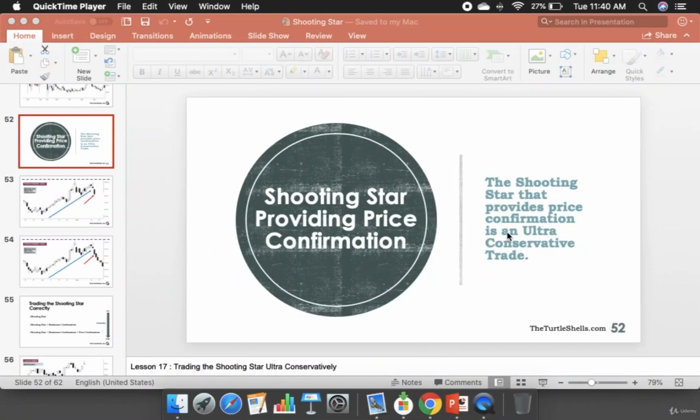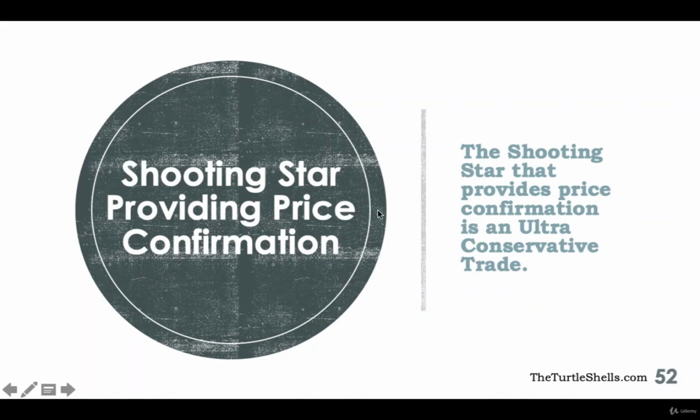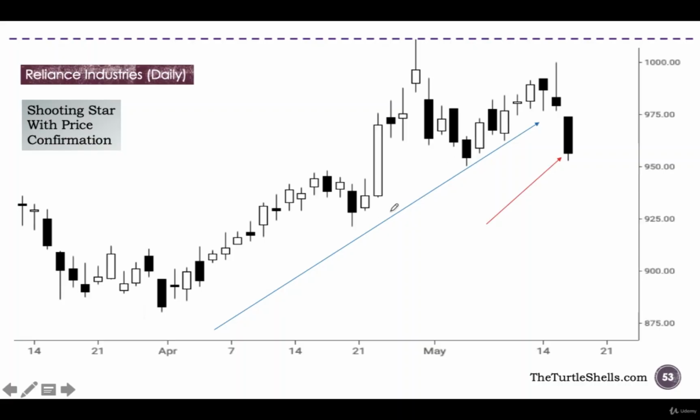So now let us have a look at the shooting star with price confirmation. So we have looked at the standalone shooting star. We have looked at a shooting star that confirms prior resistance. Now we look at the shooting star that provides price confirmation. That is called an ultra conservative trade. So you have a nice uptrend here. It's a daily chart of Reliance Industries. So we are looking at a shooting star with price confirmation.